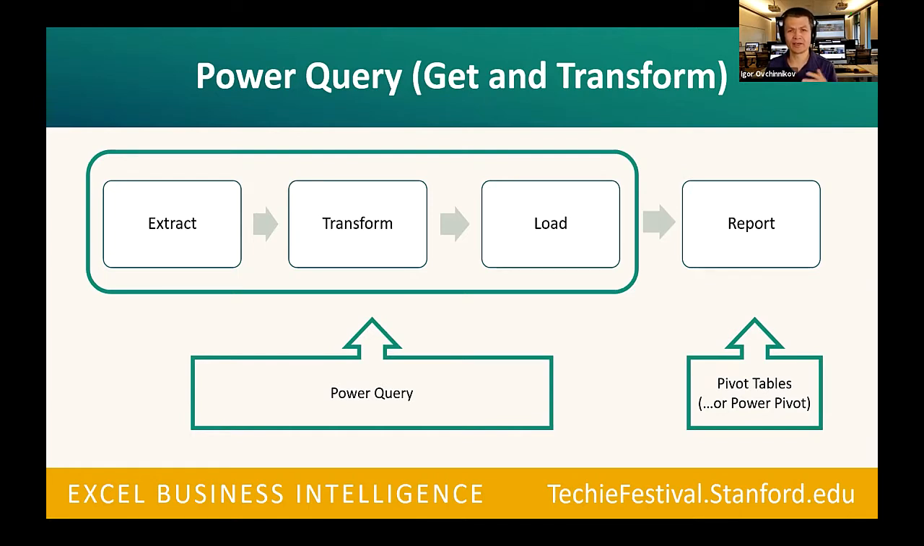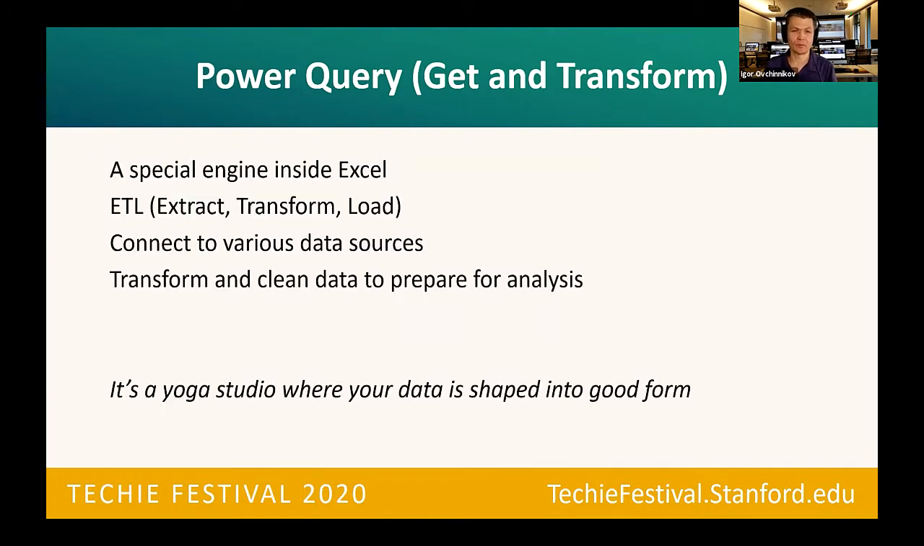Of course, Power Query, I guess it scared away many people, and Microsoft is moving away from the term Power Query. They're calling it the get and transform functionality. So what is get and transform? It is a special engine inside Excel that allows you to extract data from one place, massage it, manipulate it, and then put it into another place for reporting. It allows you to connect to multiple data sources, which is really huge for Excel users. It is very difficult to do without these tools. And it allows you to prepare the data, kind of massage and transform it. I like to think about it as a yoga studio or a massage parlor for data.